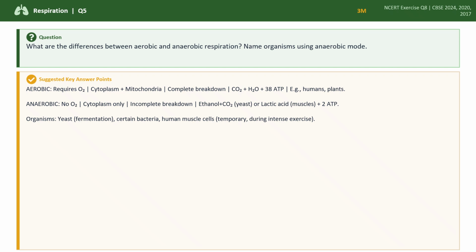Anaerobic respiration: no oxygen is needed, and it happens only in the cytoplasm. Incomplete breakdown happens, and ethanol and carbon dioxide are formed in yeast, or lactic acid in the muscle in human beings, and some energy is released. In organisms like yeast we call the process fermentation, and it also happens in certain bacteria and in human muscles temporarily during intense exercise.